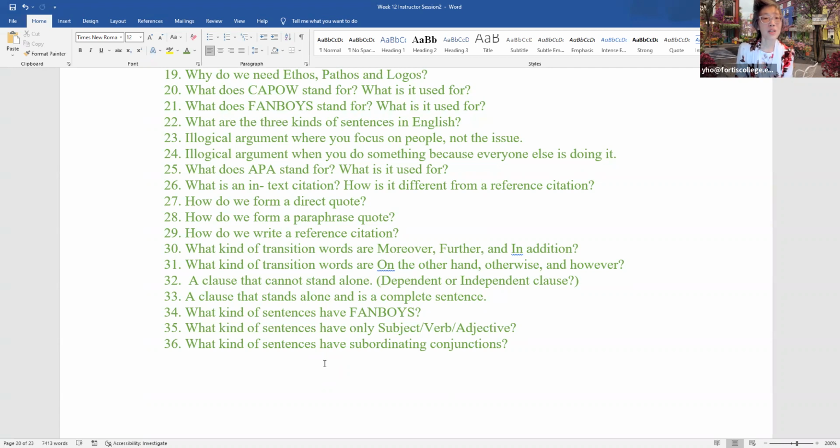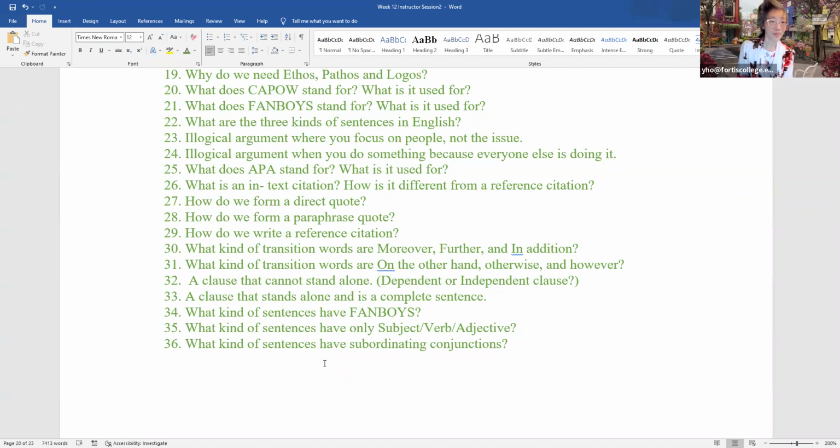And what is an illogical argument when you do something because everyone else is doing it? Like the shopping channel. Go buy this shirt. We're almost running out. It's almost sold out. Everybody else is getting it. You want to get on the, starts with a B, bandwagon. That's known as a bandwagon fallacy. Yeah, we don't do something just because everybody else is doing it.